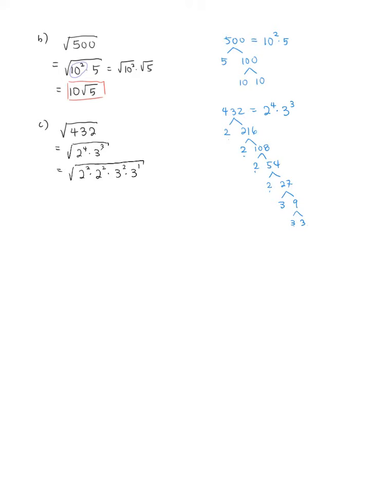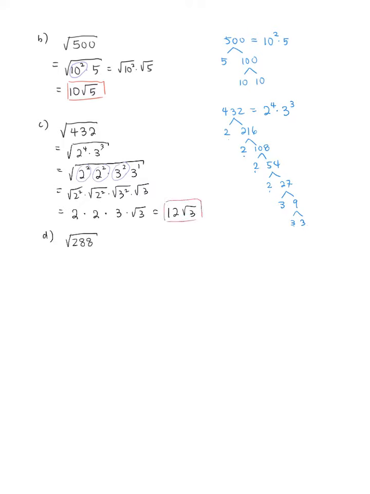So now let me just circle the perfect squares. Okay, so then think of it, you can do this in your head, because the next step you're going to break this apart into the square root of 2 squared, square root of 2 squared, square root of 3 squared times the square root of 3. So you don't have to write this portion out if you don't want to. So in this case, you're going to get 2 times 2 times 3 times the square root of 3. 2 times 2 is 4. 4 times 3 is 12. So it looks like our answer is going to be 12 root 3.